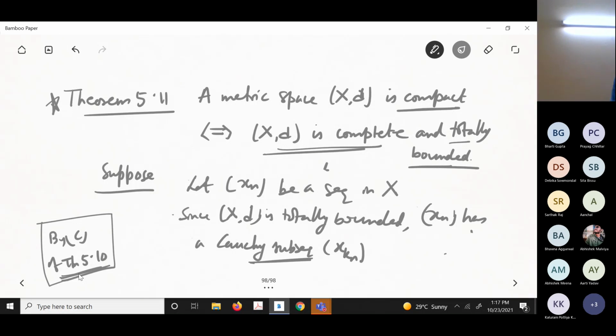Now look at the difference between compact and totally bounded. This is the big difference. Don't forget that. You need completeness in that. Now look, theorem 5.11, look at the proof. I am using basically only this. Here everything is in terms of sequences. That's why I'm using this. I put a remark here. Now let me tell you the remark. The remark is very important.